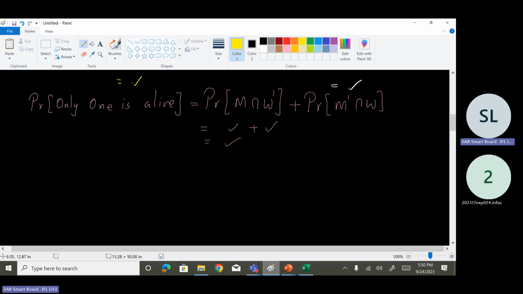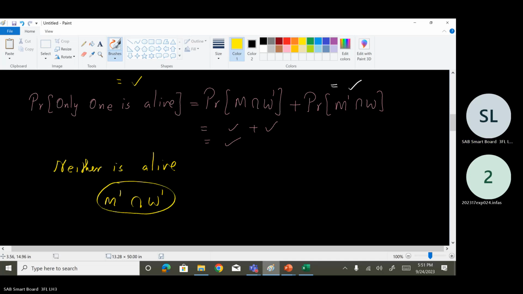So the last one is neither is alive. So what combination of M and W will influence this? Neither is alive: man not living and woman also not living. So that is the event which influences neither is alive. So if you want this probability, you need to get the probability of this part, because that is the only event which influences it.